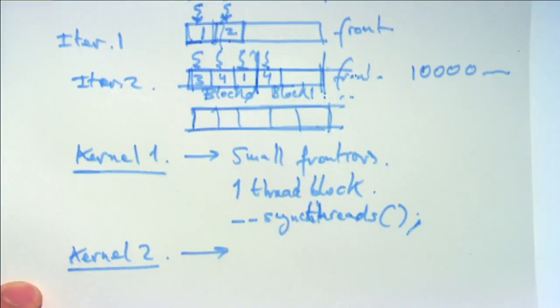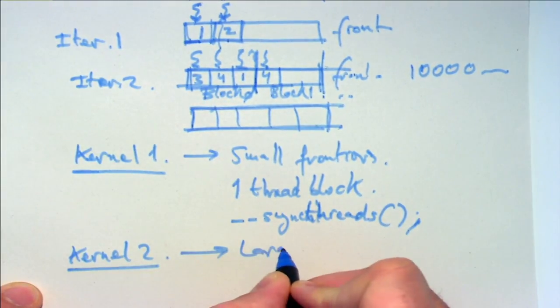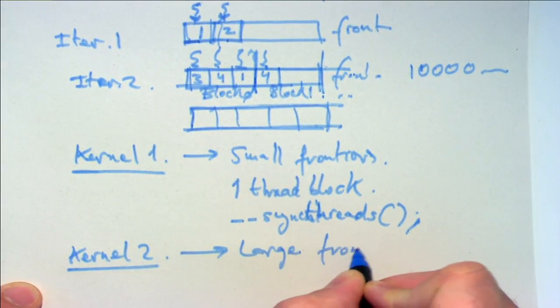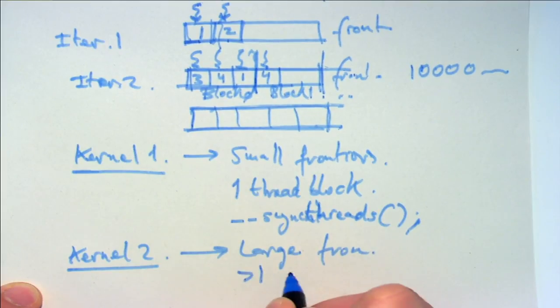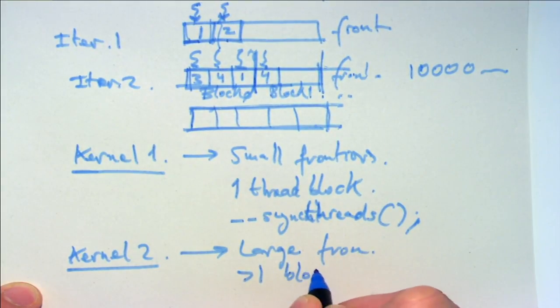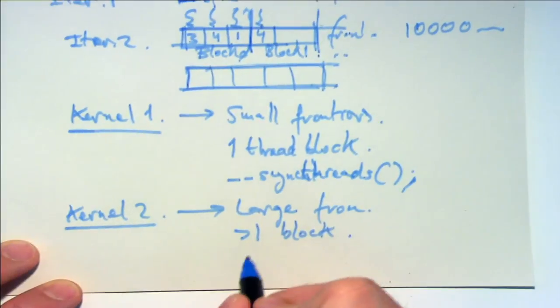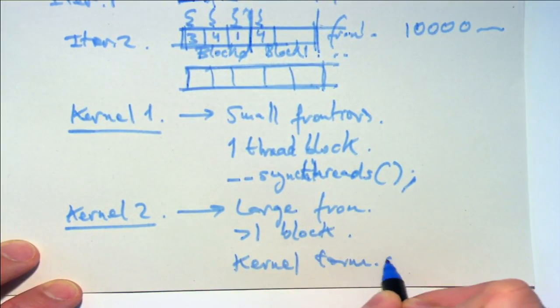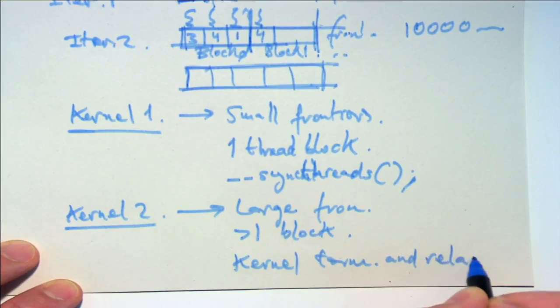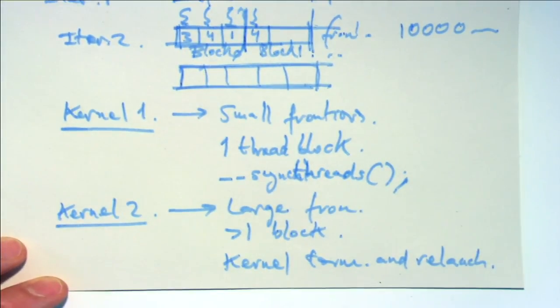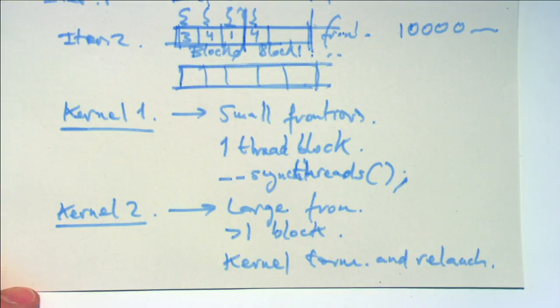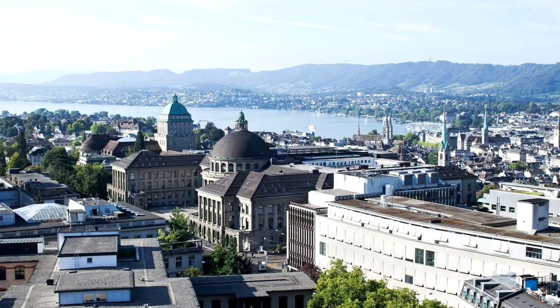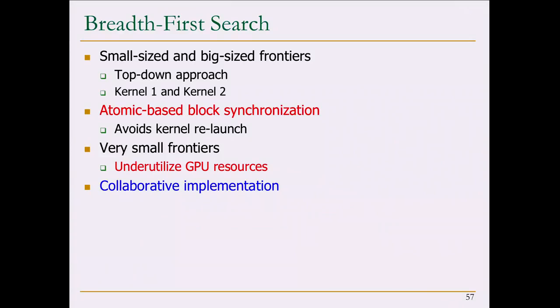For very large frontiers, more than one thread block, and this requires kernel termination and relaunch. Okay? So these are the two approaches that we initially consider in this slide when we talk about the top-down approach.